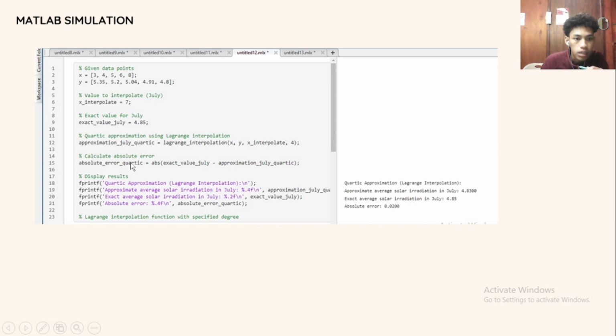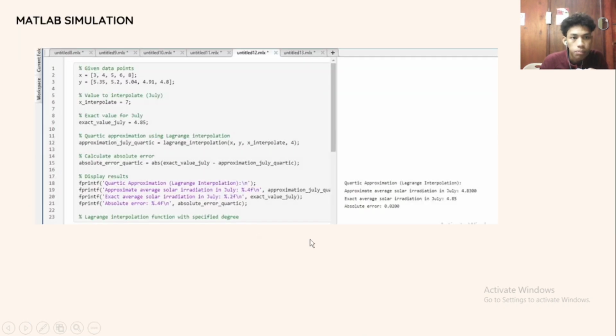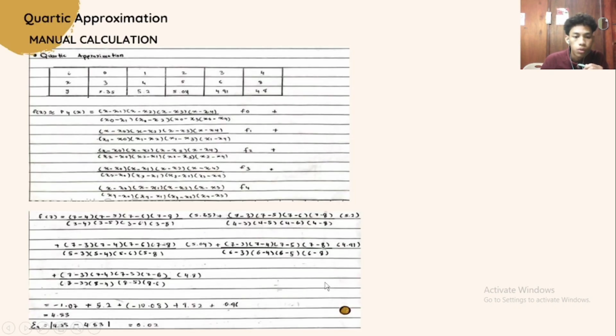So this one, calculate the absolute error, which is exact value minus approximation value. And this code is just to display the result. So what we got, the result is approximation average solar irradiation in July is 4.8300, which for the manual calculation is 4.83. So which is same as the manual calculation, and our exact value is 4.85, and the absolute error is 0.02, which is exactly the same as the manual calculation here.